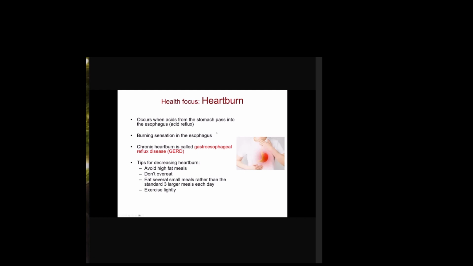So when does heartburn occur? It occurs when acids from the stomach, for some reason, try to move back into the esophagus. They cause gastroesophageal reflux, and sometimes that causes a burning sensation. For people who have this, don't eat too many fatty meals, and don't overeat. It's good to eat smaller portions because you don't want your stomach to fill up too much, causing it to go backwards. And after you eat, don't exercise too much. That can also cause it to happen.